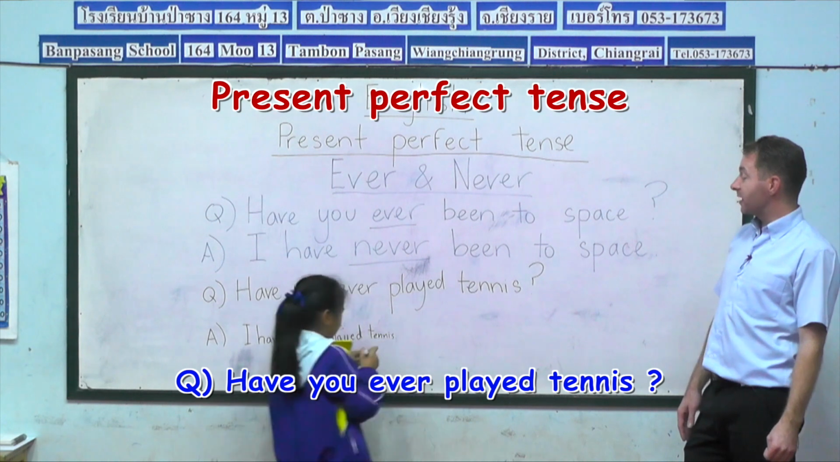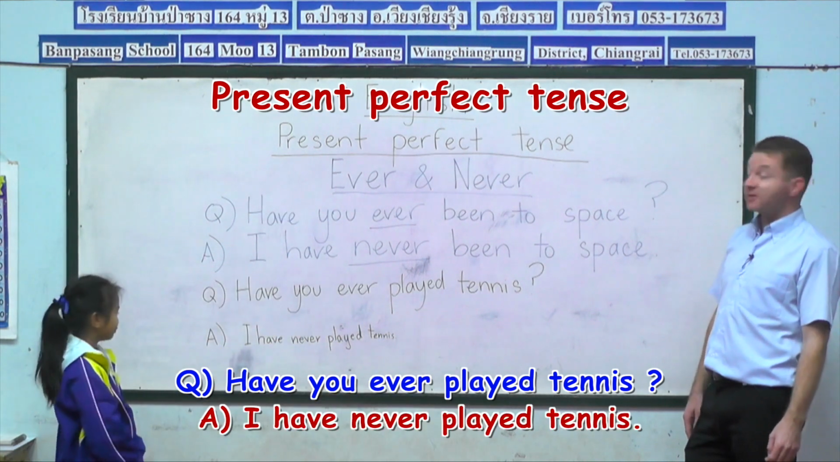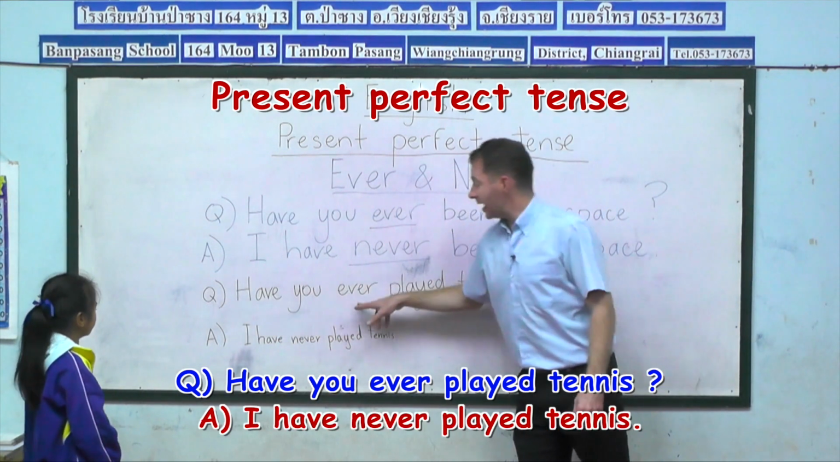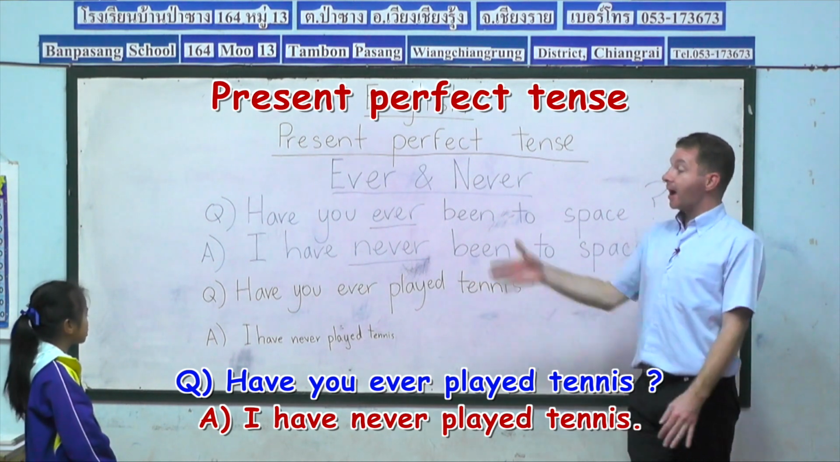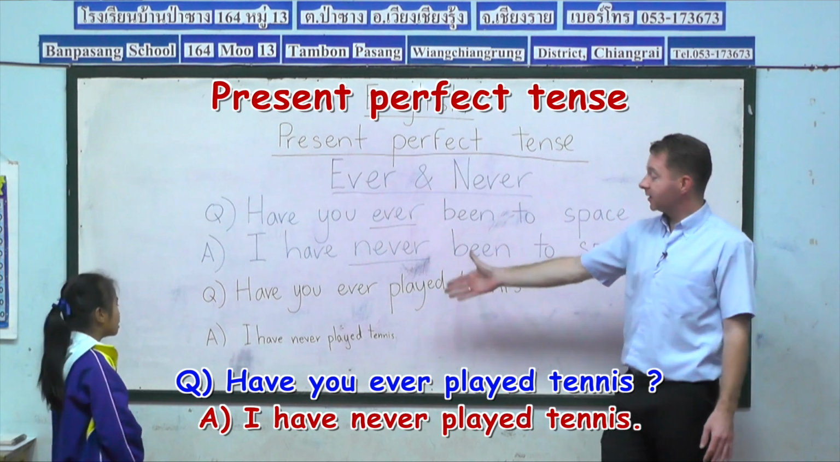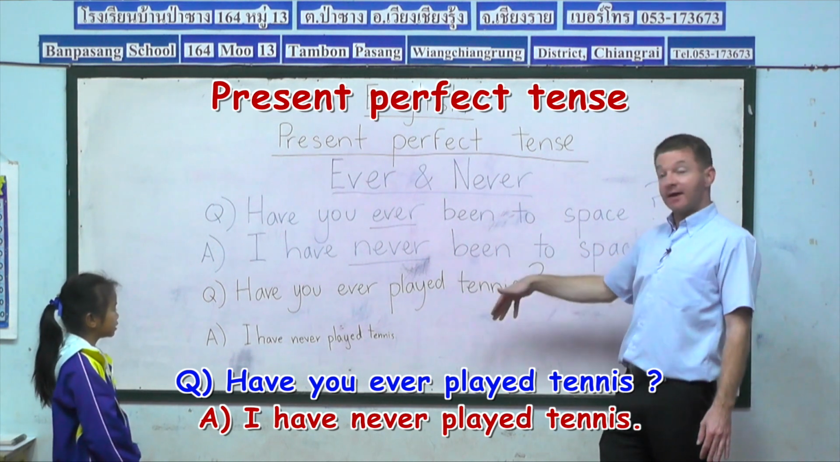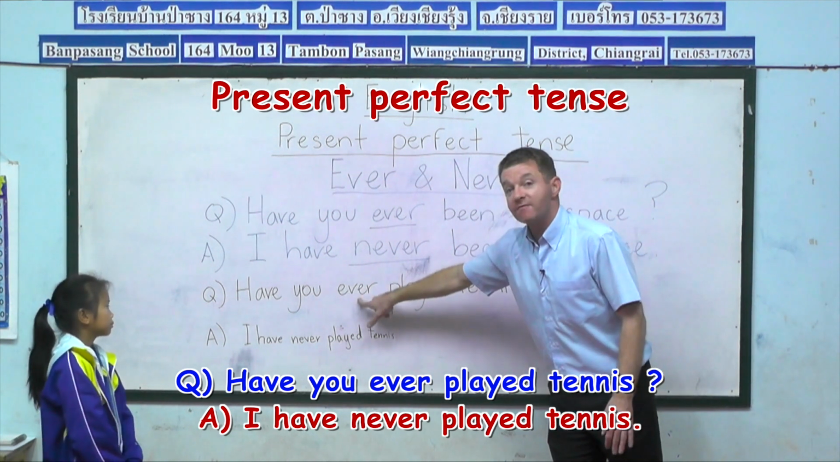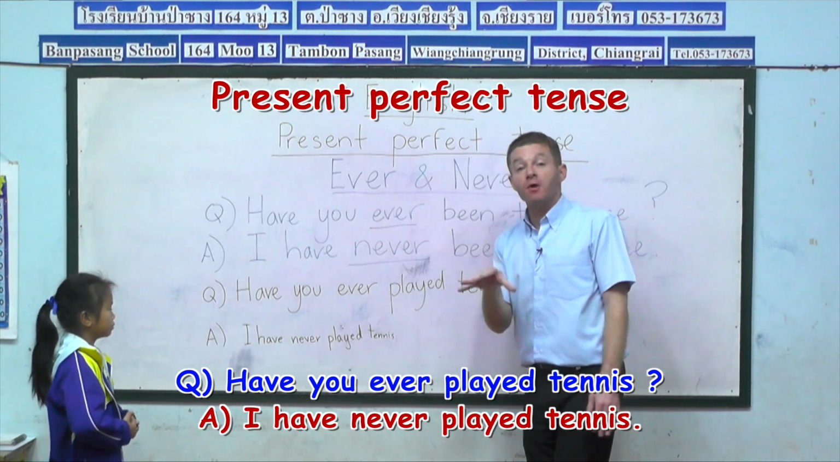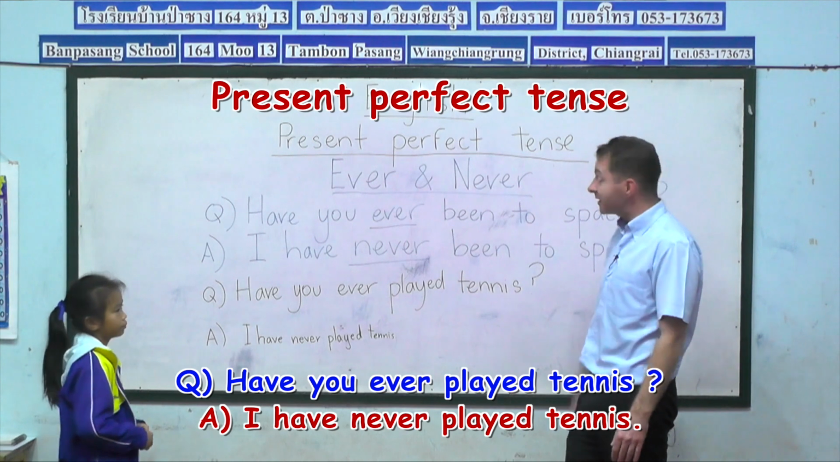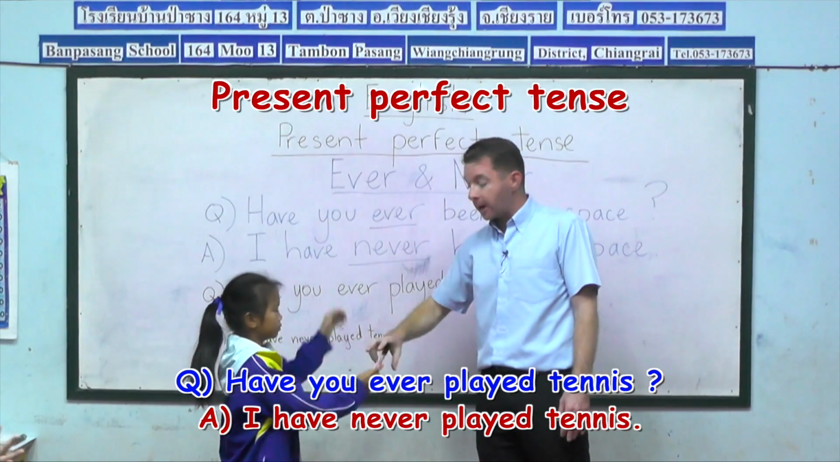Excellent, Prau. That's very well done. So let's ask the question again. Have you ever played tennis? And Prau will answer. I have never played tennis. You see how we use the words ever for the question and never for the answer in the present perfect tense. Prau, that was excellent. Big round of applause for Prau, please, guys.